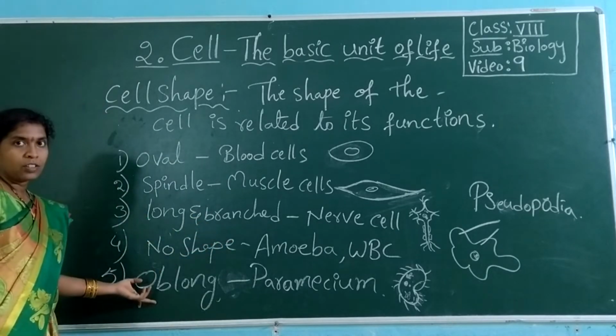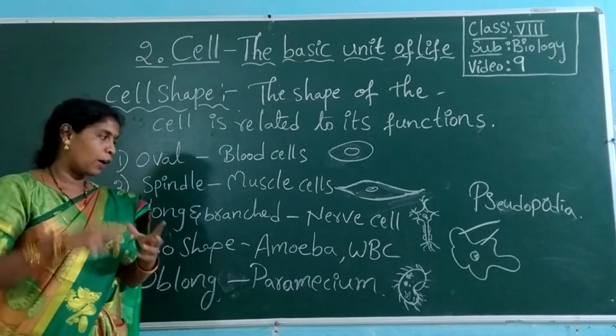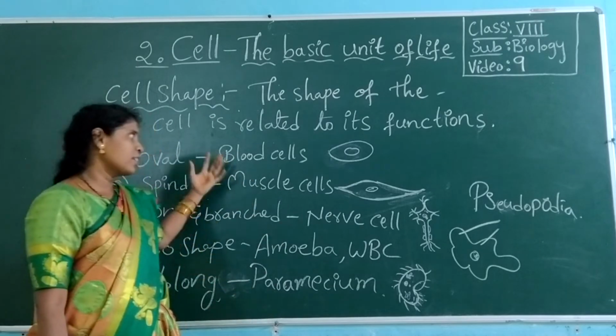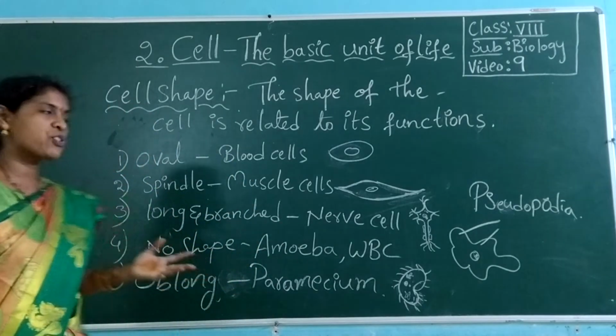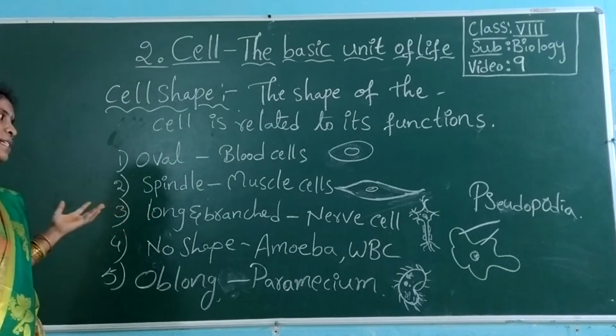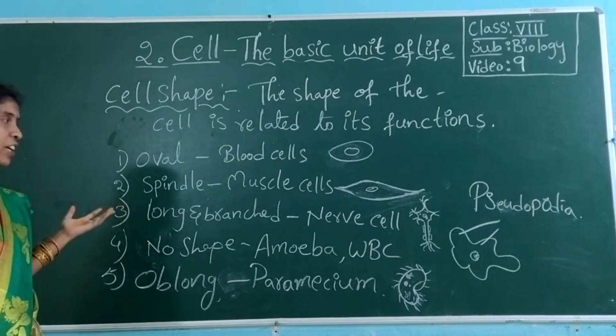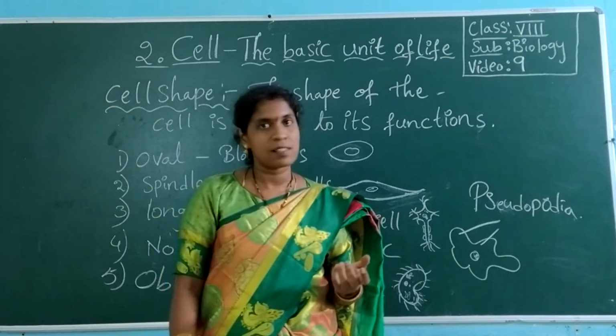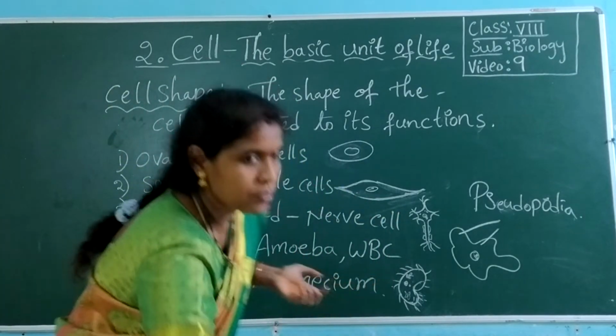And oblong, which are not much long but oblong, like a slipper animal. For example, paramecium. So like this, there are different shapes of cells present in our body, in plant bodies, and in microorganisms also. Okay, the cells are in different shapes. Then we have to look at the different sizes of cells. Okay, we look at it.